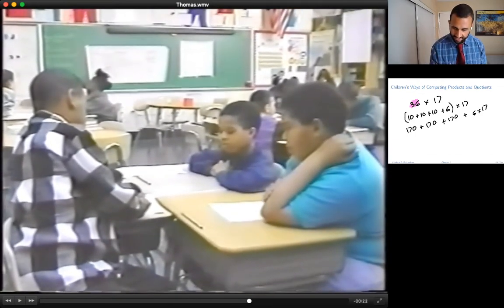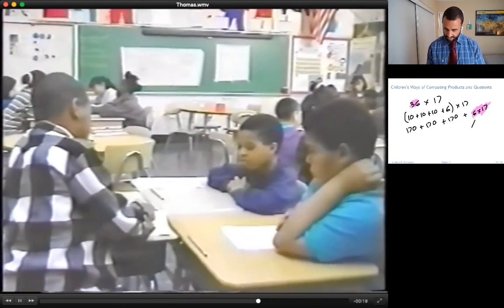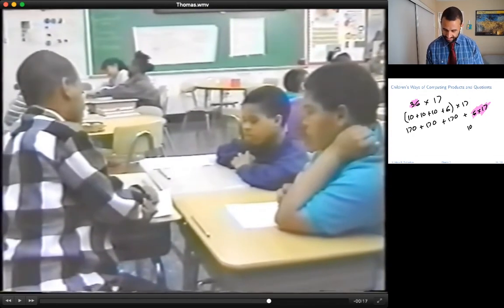Okay, so let's pause here. Now he's focusing on this part in particular, and he says take the 7 and the 10 apart. So once again, he's doing the same thing. He's splitting up 17 into 10 and 7. 10 times 6 equals 60, and then 7 times 6 equals 42.